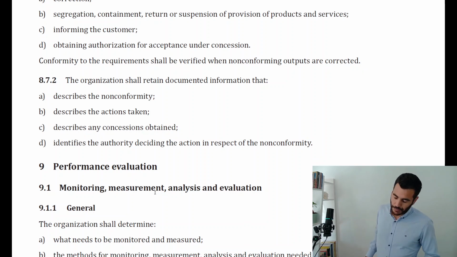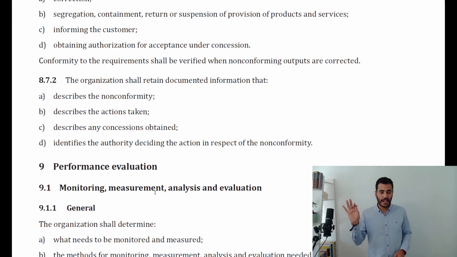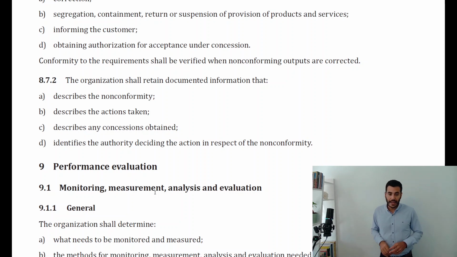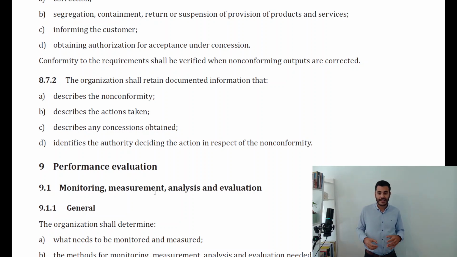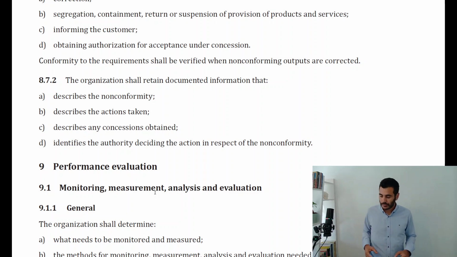Finally, the standard says that the organization shall retain documented information that describes the non-conformity, describes the actions taken, describes any concessions obtained, and identifies the authority deciding the action in respect of the non-conformity. And here I would suggest that you use the corrective action system that we have in clause 10 to meet the requirements of this particular clause 8.7.2.